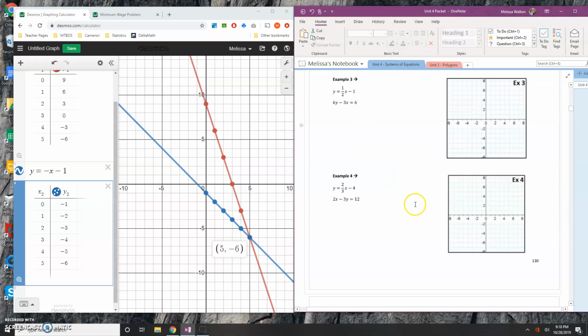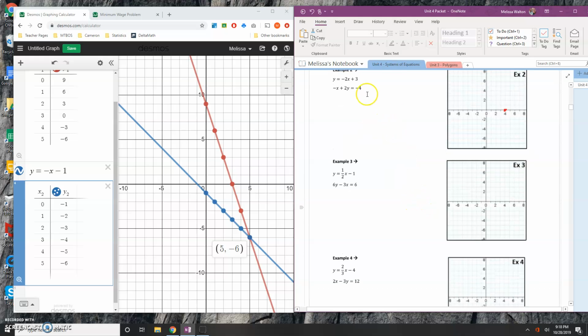All right, so here's what I've got going on for you guys on this next page. We have examples 2, 3, and 4, and we might have some funky things going on in these examples. So before you graph these, I want you to think about, well, what if they don't intersect? What would that mean? What if they were the exact same line? What on earth would that mean?